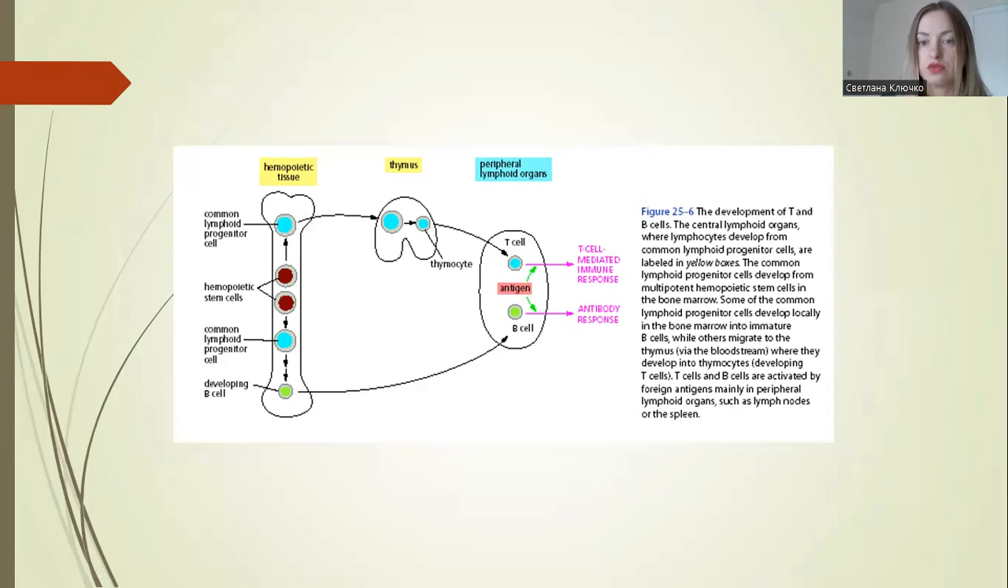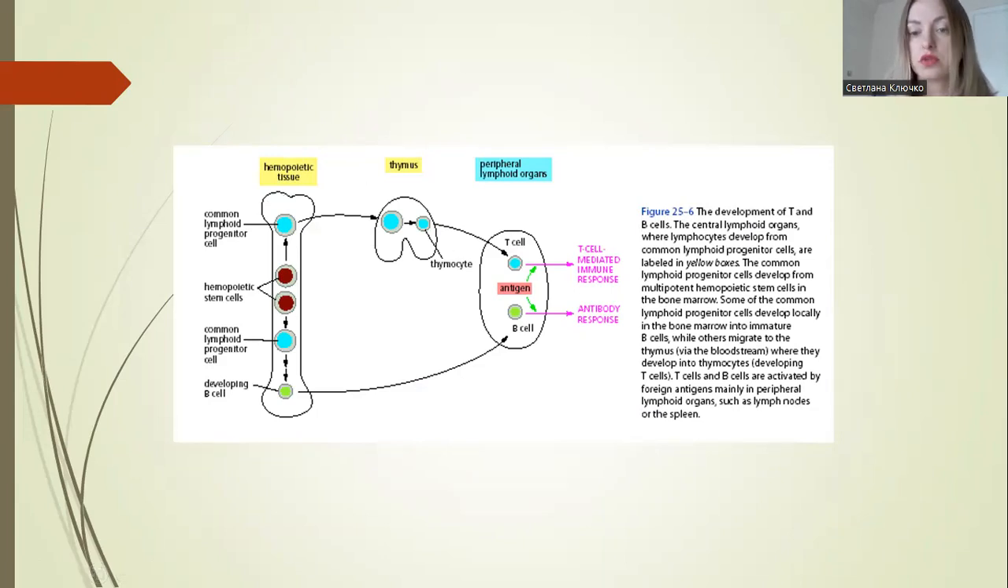The development of T and B cells. The central lymphoid organs where lymphocytes develop from common lymphoid progenitor cells are labeled in yellow: the hematopoietic tissue of red bone marrow, this one you can see, and the thymus. These are the central organs of development of T and B cells.